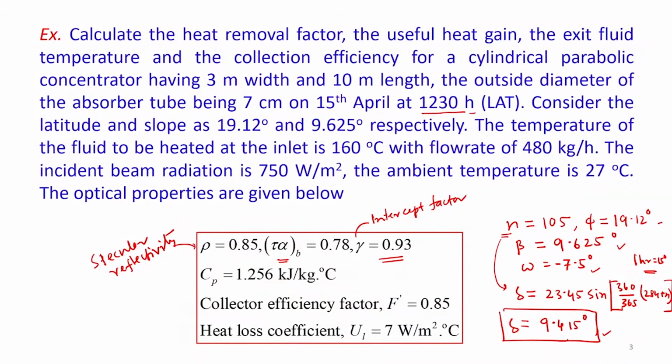Equation 1 implies we will have S is equal to, already we know IB, which is given as 750, multiplied by RB, which is 1.0142, multiplied by rho, it was 0.85, then multiplied by tau alpha average, then we will have the intercept factor. So, let me see what the values are. Tau alpha average is 0.78 and intercept factor is 0.93.